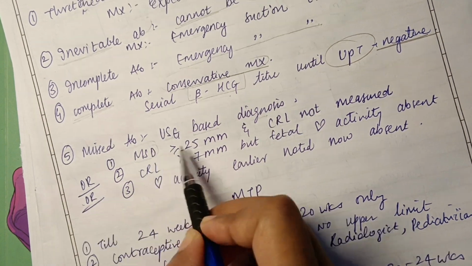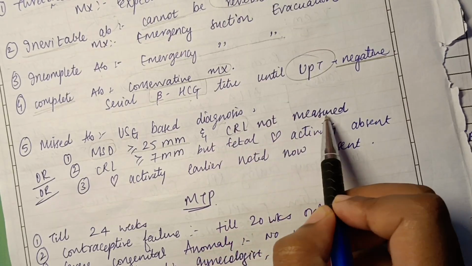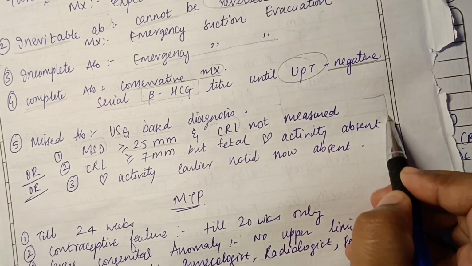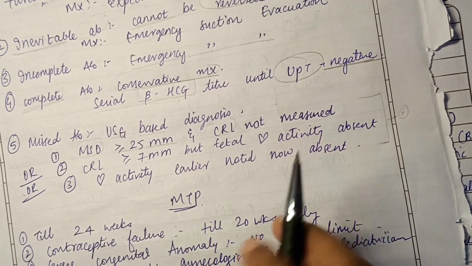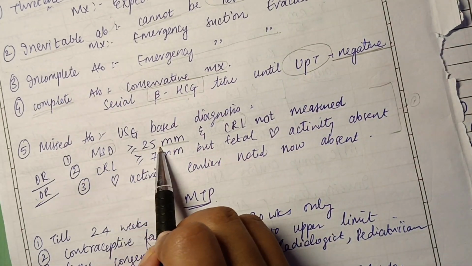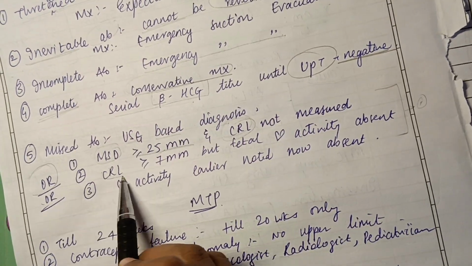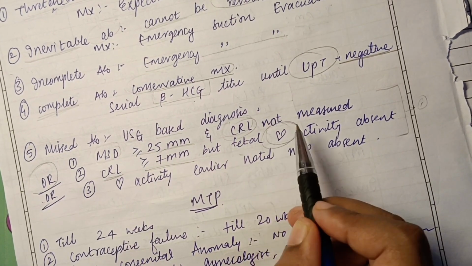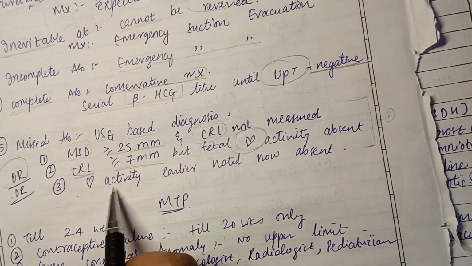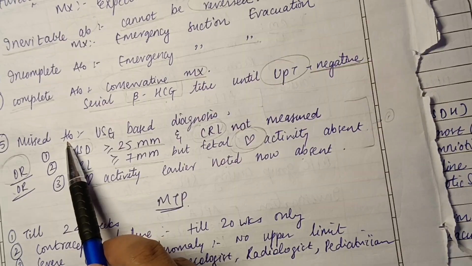If the mean sac diameter is more than or equal to 25 mm and crown rump length is not measured, I described this all in a separate video. You can check it. I will mention the link. Or CRL is more than or equal to 7 mm but fetal heart activity is absent, or the cardiac activity earlier noted is now absent, we will consider it as a missed abortion.